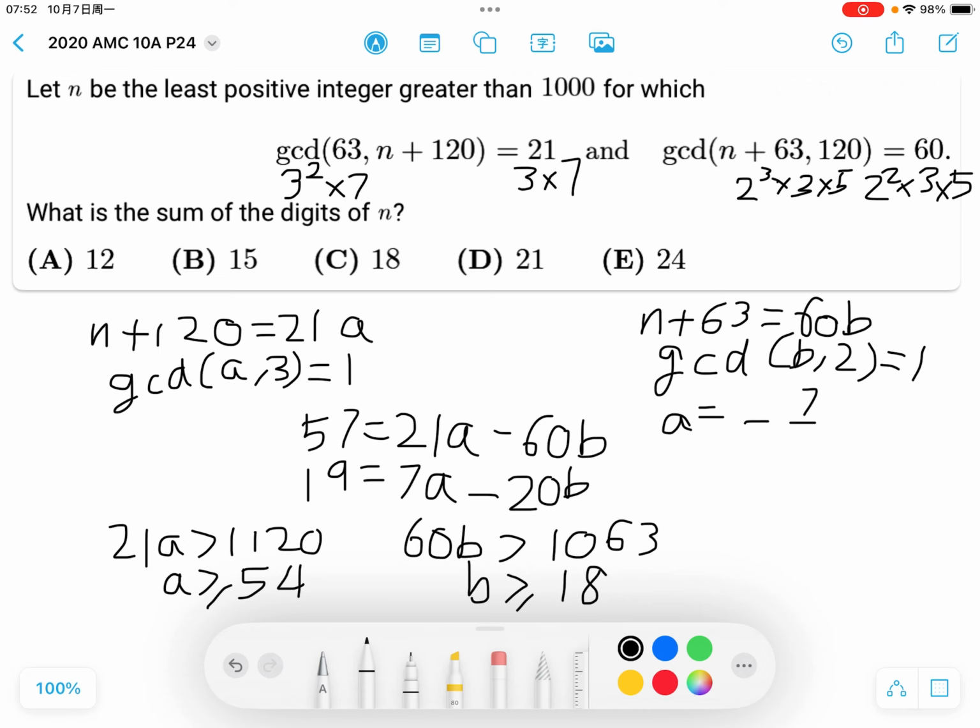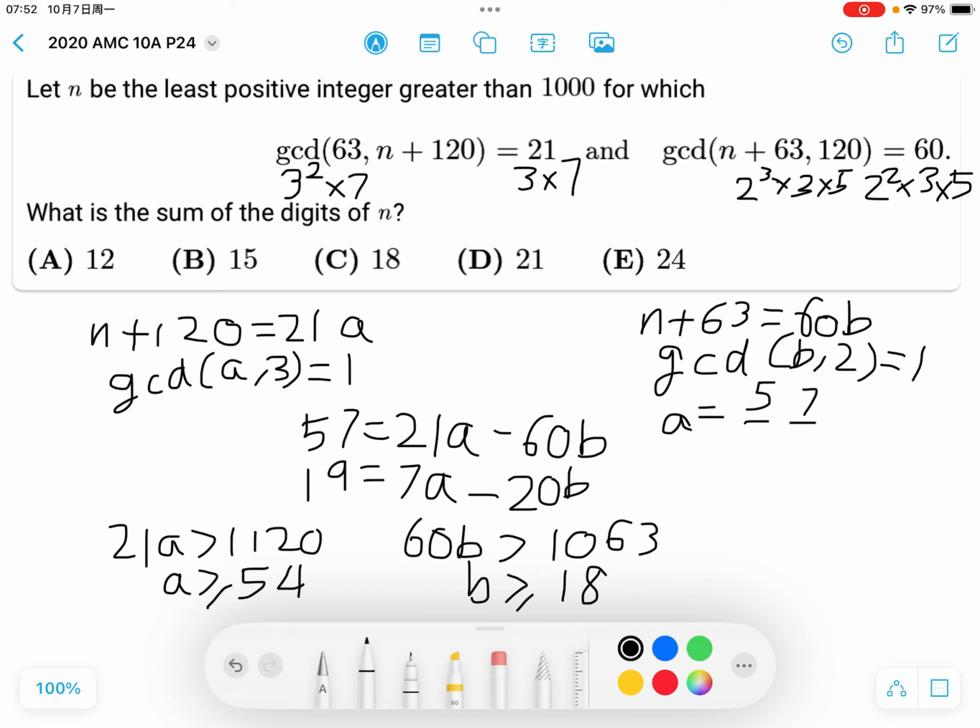So the smallest value for b is 18. Now there's nothing much we can do anymore, unless we know how to solve Diophantine equations. But an easier way, without solving Diophantine equations, or if you don't have the skill, is to just list out all the possibilities for a and b, because you know that it's not going to be really far away.